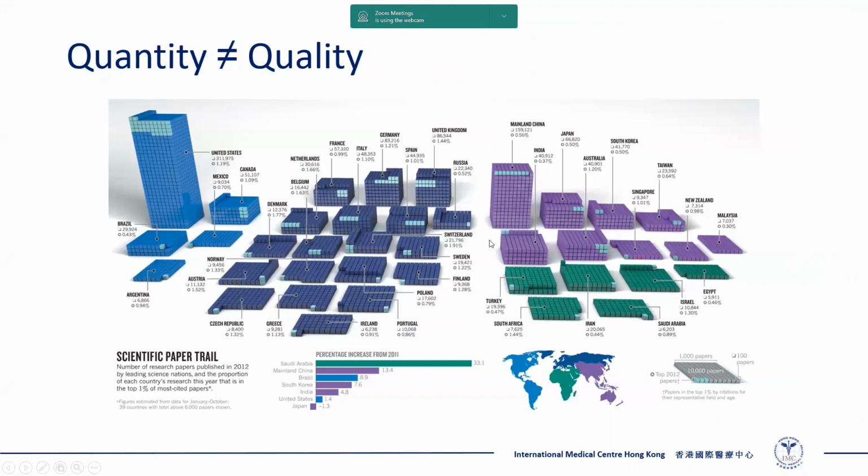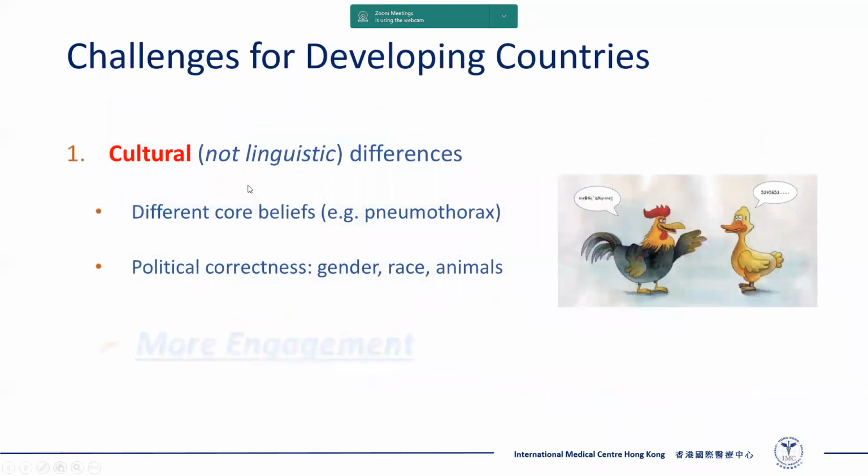Now, how can we remedy this? Over the years, reviewing literally hundreds and hundreds of papers from Asia, I've noticed a few things that Asian authors tend to be poor at, Asian researchers. The first is this. There are cultural differences that limit some of the papers. I'm not talking about linguistic differences. It's not your bad English. Again, I say English doesn't matter. But it's a difference in core beliefs, okay?